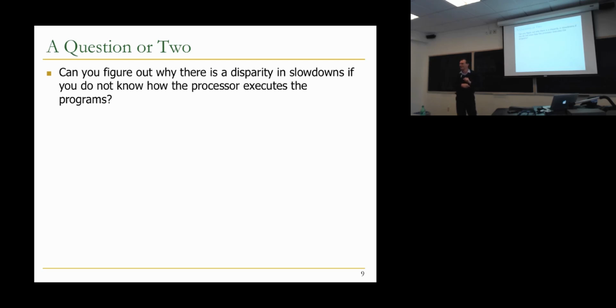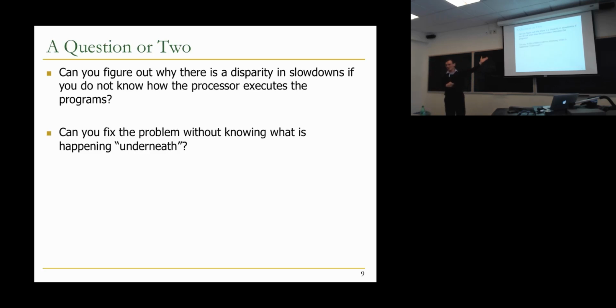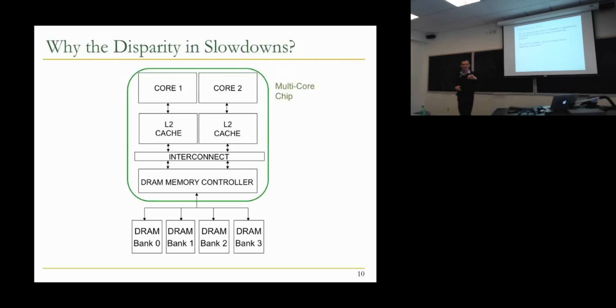Expecting a no. Who says yes? It's okay to contradict. That's fine. But the answer is no. It's very difficult to do this. And it's even harder to fix the problem without knowing what's happening underneath. I'll give you what's happening underneath because I think this is a very interesting phenomenon going forward. Why do you have disparity in slowdowns?